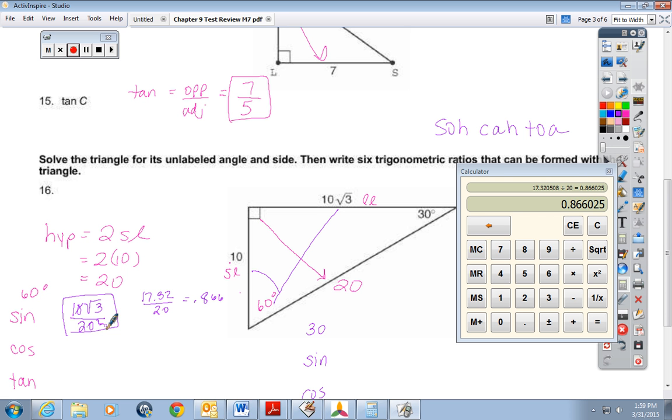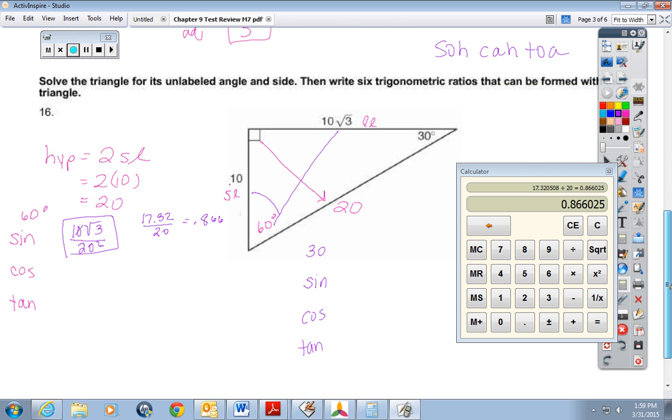The adjacent. So the adjacent to 60 is 10 over the hypotenuse, which is 20, which reduces to what? 1/2, right? So that's the easiest to write that way. And the tangent is what? The opposite over the adjacent. So the opposite of 60 is 10 times the square root of 3, and the adjacent was 10, which these two cancel out, and you're just left with the square root of 3. I would have taken either one of those though.